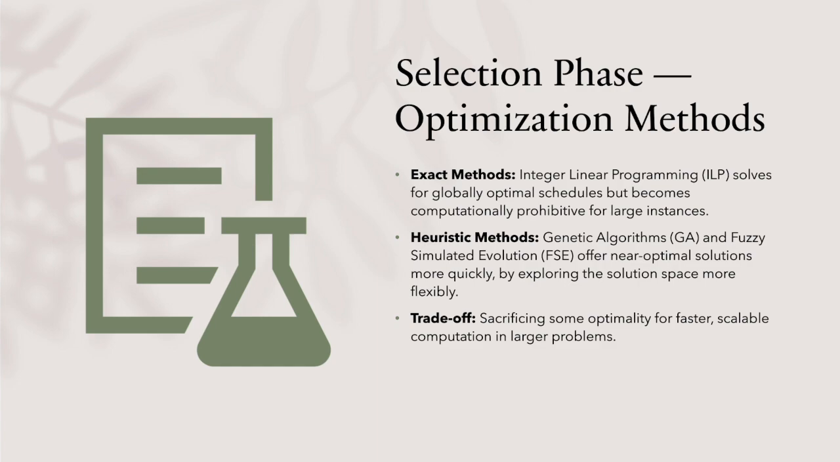These methods don't guarantee the absolute best solution, but find high quality solutions much faster. This trade-off between theoretical optimality and practical speed is common in large-scale scheduling.